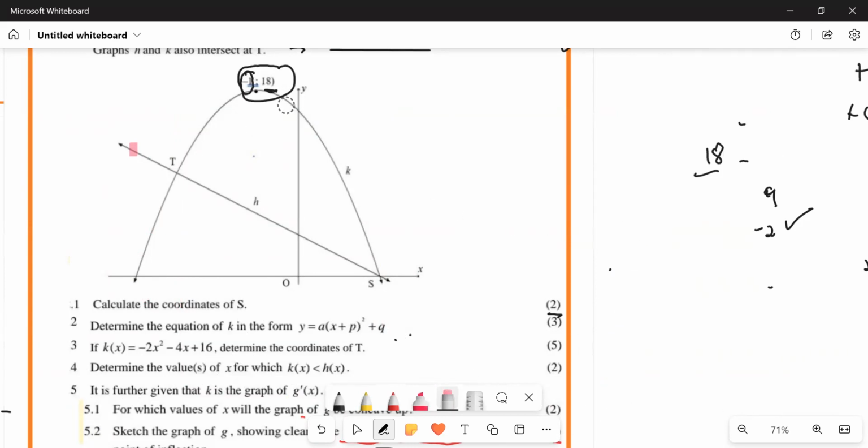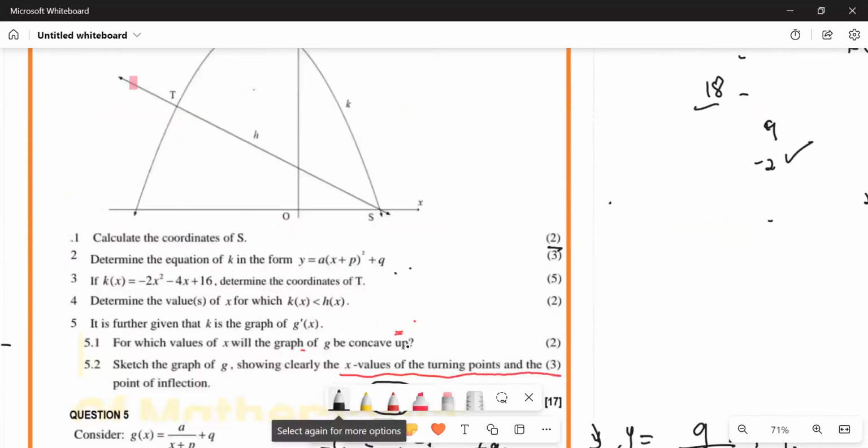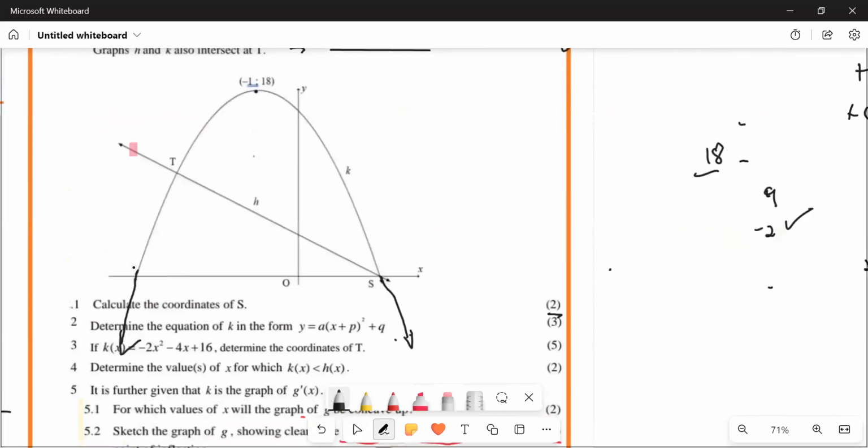Look at what is happening here. From a parabolic function, we can go to a cubic. I'm going to draw it here so that you understand what's going on. The x-intercepts of a parabolic function are the turning points of a cubic function.